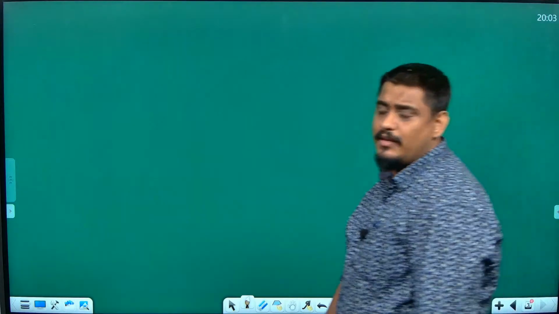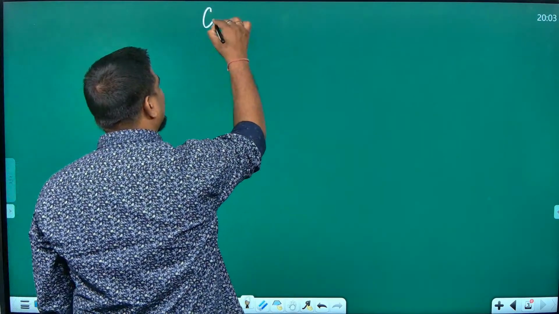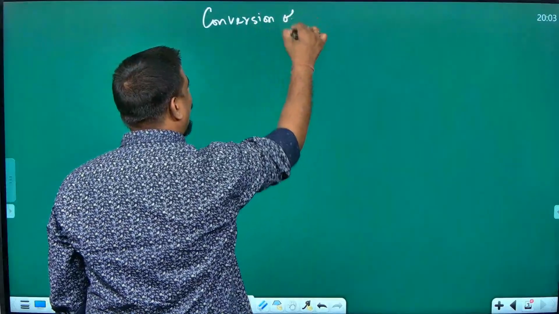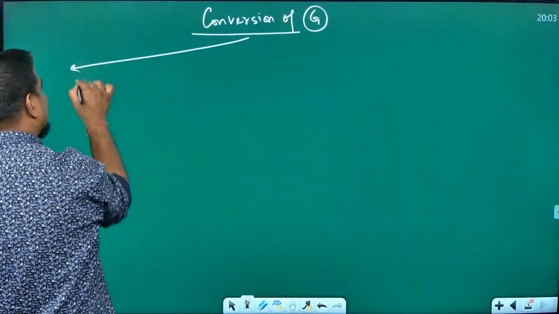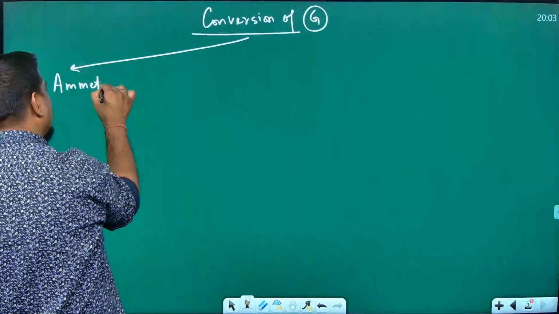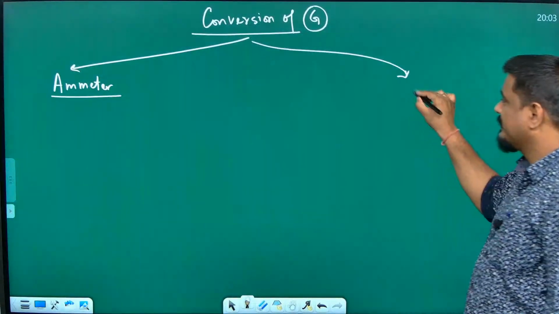So now next topic, last topic of this chapter, give the heading as conversion of galvanometer. We will learn how to convert it into an ammeter. We will also learn how to convert it into a voltmeter.